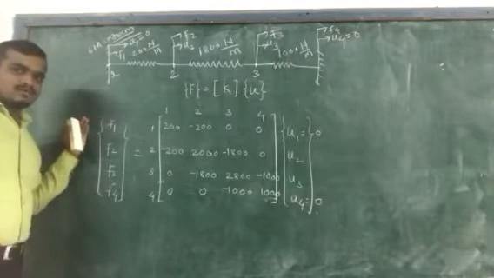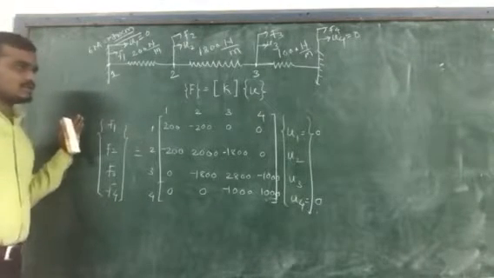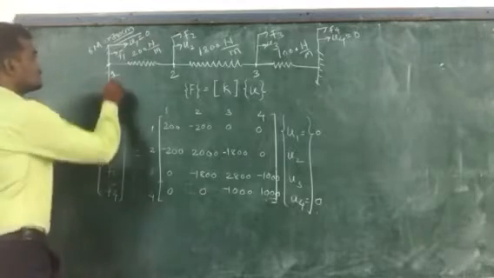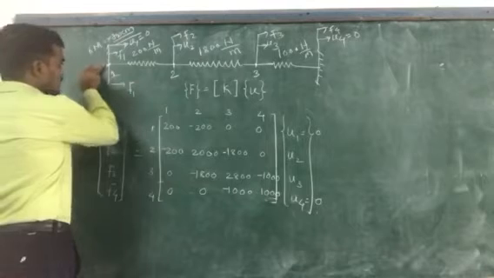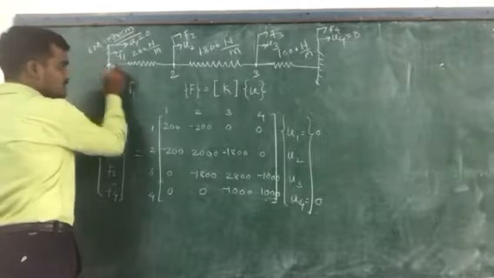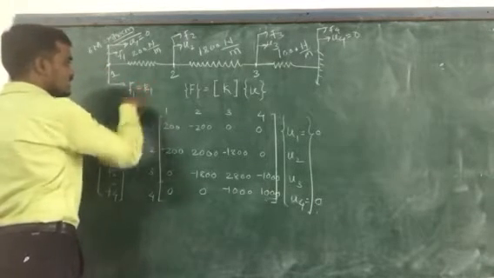Now next, apply the boundary conditions for forces, means apply the boundary conditions for the force vector. As we know that F1 is at a fixed node, so at F1 there must be some reaction force R1.